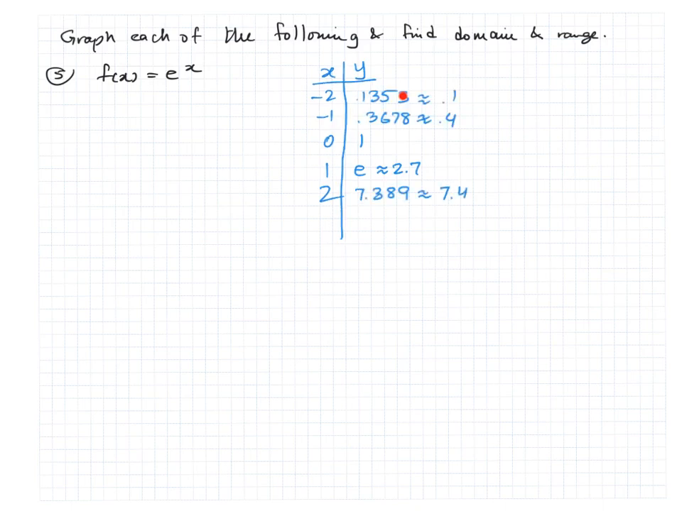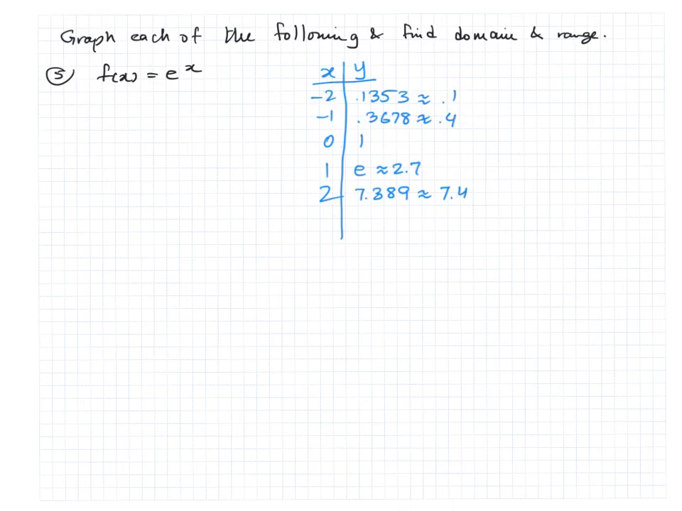So I plugged e to the negative 2 in the calculator. I got this, and it kept on going. But again, I can't be that precise on the graph, so I just called it 0.1. I rounded to 0.1. And then e to the negative 1, I got something like this with some more decimals after that. And again, I can't be that precise, so I just called it 0.4 because I rounded that. And then, of course, I did e squared, which was about 7.389, et cetera. But again, I can't be that precise, so 7.4. So I'm going to use these values with the x values over here.